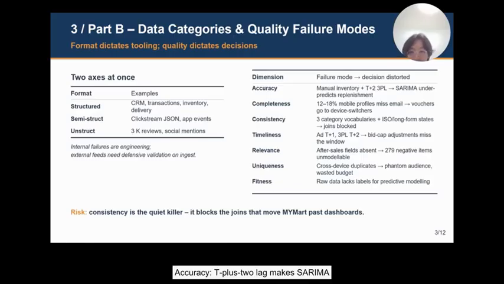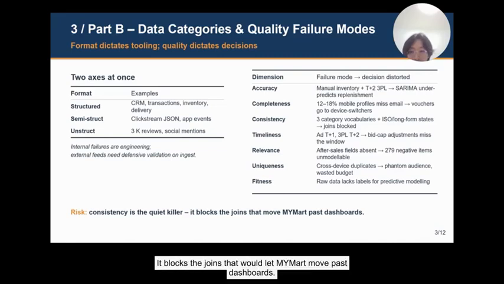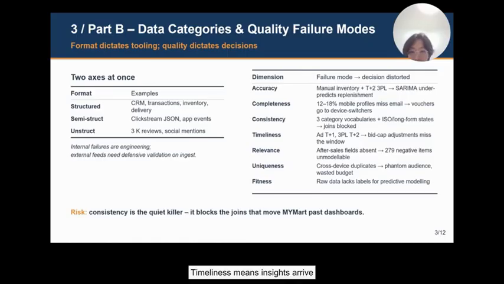For accuracy, a T+2 lag means ARIMA under-predicts replenishment. For completeness, missing mobile and email means regular estimation by cohort. For consistency, it's a quiet killer. It blocks the joins that would let past dashboards work. And for timeliness, it means insights arrive after the decision window closes.